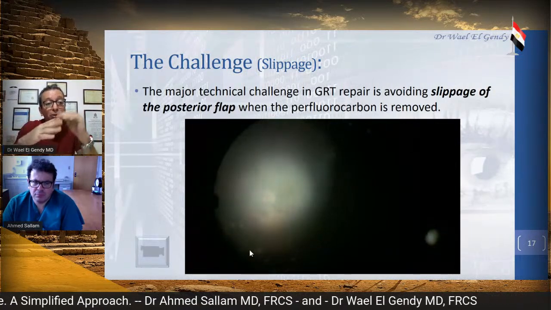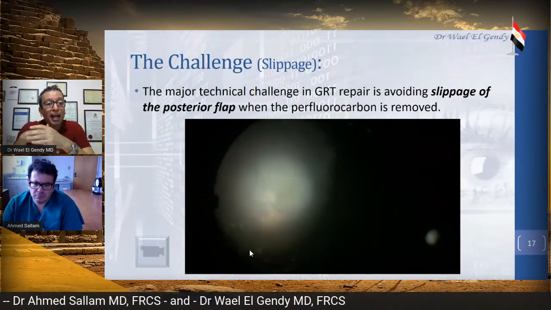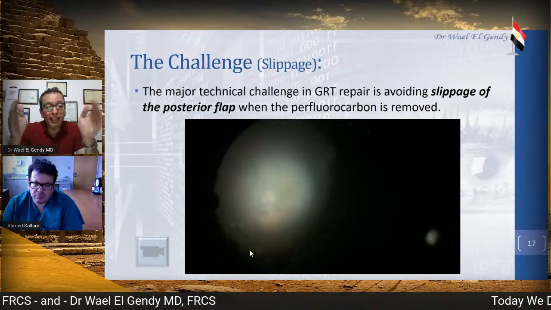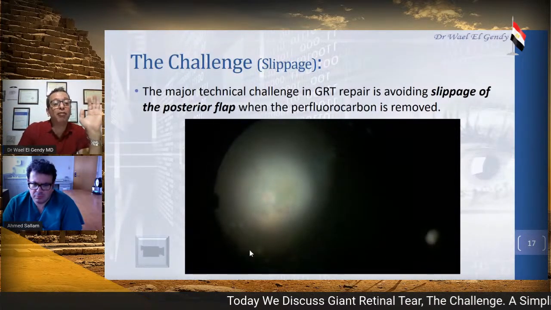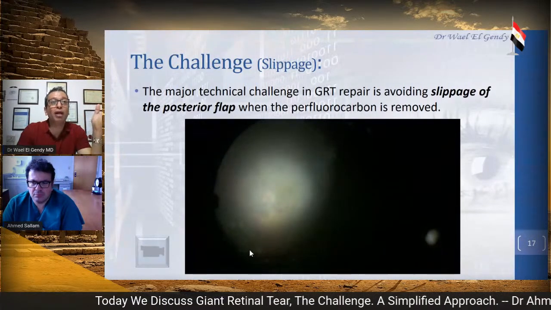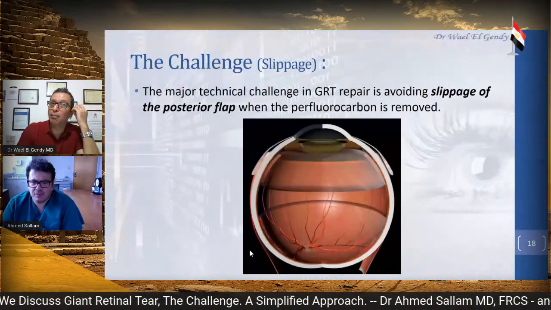So it's better to get it right the first time and not get the slippage. So the best thing for slippage is not to happen. The message is you need to avoid the slippage. So how do we avoid the slippage, and why does the slippage happen?